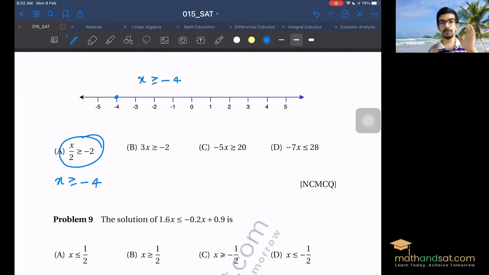Because we have all numbers starting from minus 4 and going towards the right side of minus 4. So we have all numbers greater than minus 4 and equal to minus 4, which is represented by x greater than or equal to minus 4. Now in the second option, we have 3x greater than or equal to minus 2. So x is greater than or equal to minus 2 by 3. We have the answer already, but let's check the other options as well.